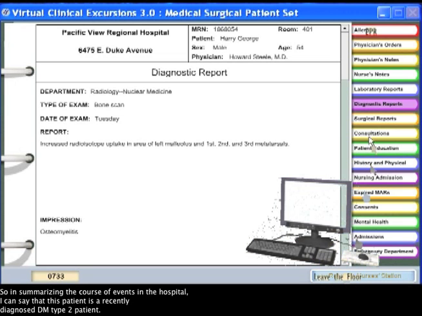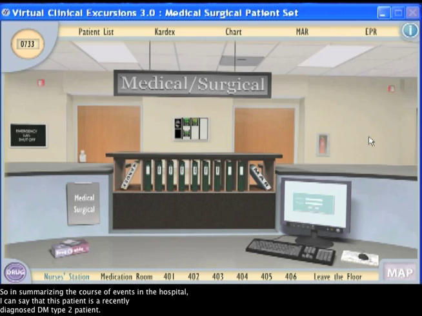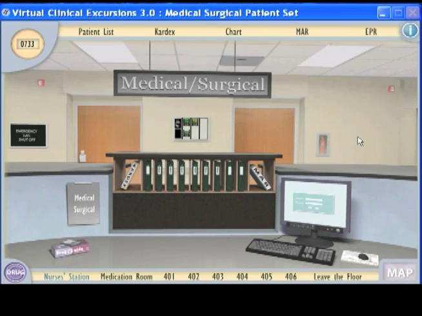So in summarizing the course of events in the hospital, I can say that this patient is a recently diagnosed diabetes type 2 patient, started on insulin sliding scale. The preliminary wound culture was positive for Staph aureus. The x-ray reveals osteomyelitis of the left malleolus, and the patient has been started on IV antibiotics. The wound care team has seen the patient, and he has been started on a wound treatment.